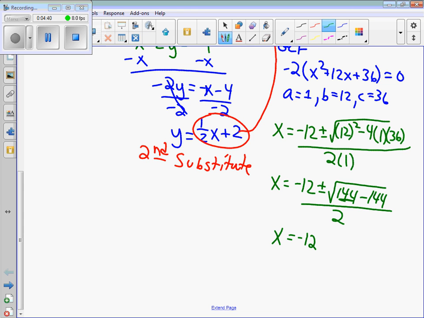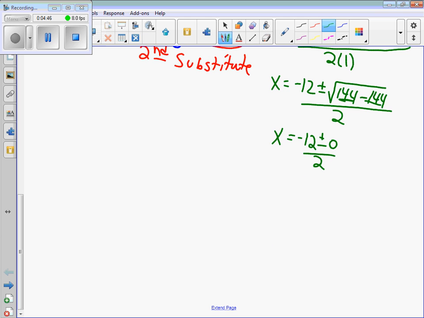The square root of 0 is 0, so it's plus or minus 0 over 2. Adding or subtracting, you're going to get the same. So -12 plus 0 divided by 2 is the exact same thing as -12 minus 0 divided by 2. You're going to get the same answer, which is -6. Anytime the expression underneath the radical, the discriminant, equals 0, you're only going to have one solution. So we have x equals negative 6.